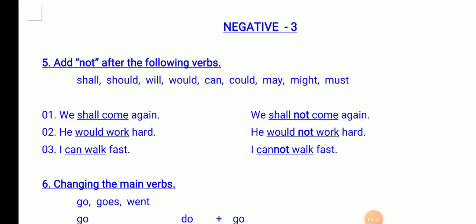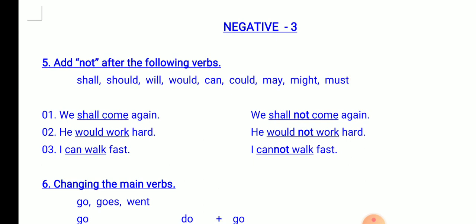Good morning, friends. Now that you have completed 4 parts in changing affirmative sentences into negative, let us move on to the 5th part. In the 5th part, we are going to add not after the verbs I have given.